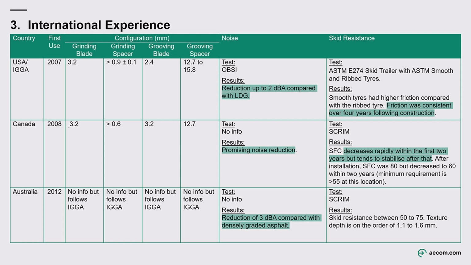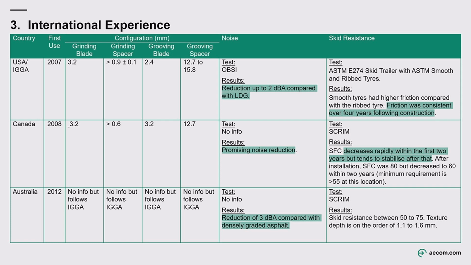So it was first used in the US, and they currently have, based on the IGGA, this type of blade configuration. So we have a 3.2 millimeter blade thickness, they have some spacer, and we can see it's less than 1 millimeter. And then we have grooving, which is done with a smaller blade than the one they use for grinding. Overall, we can see a 2 decibel reduction compared to LDG, and we have some consistency in friction over 4 years.